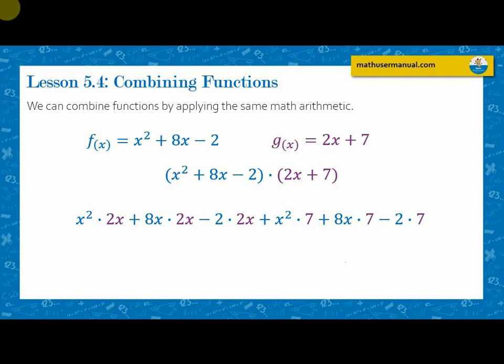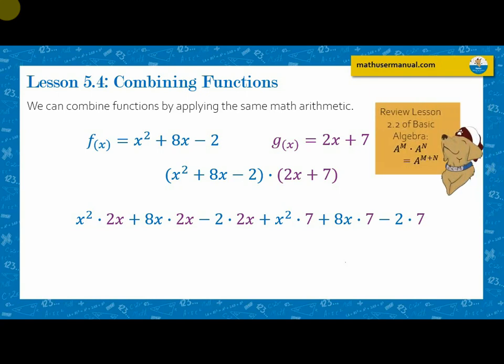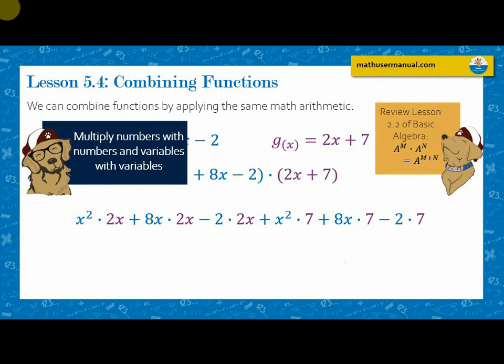But to combine all these multiplications before we combine like terms, we need to remember lesson 2.2 from the basic algebra course, that multiplication of exponents. We need to remember this rule. We need to review this lesson. When we multiply equal bases, we just add the exponents. And then we also need to remember when we're multiplying variables and numbers, the numbers multiply with the numbers and the variables multiply with the variables.